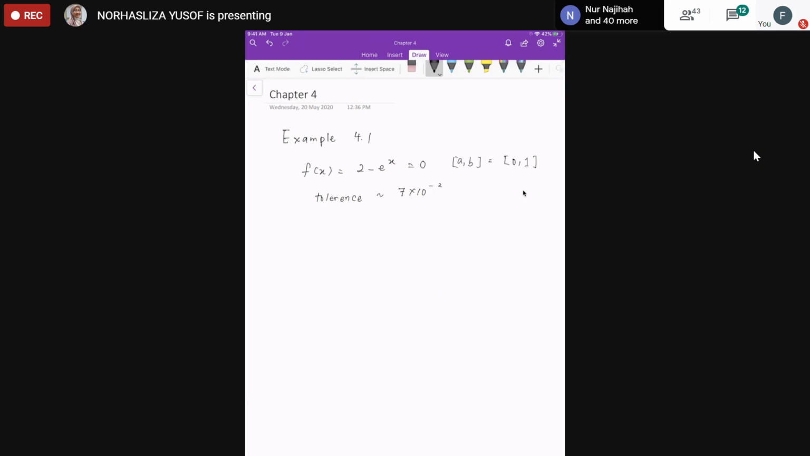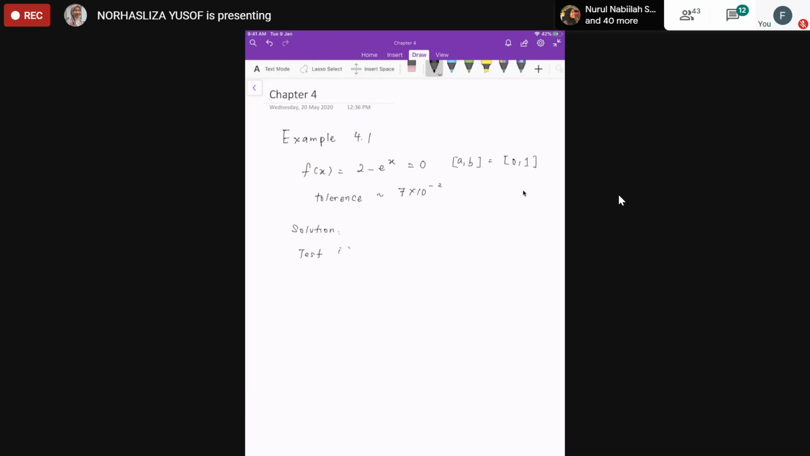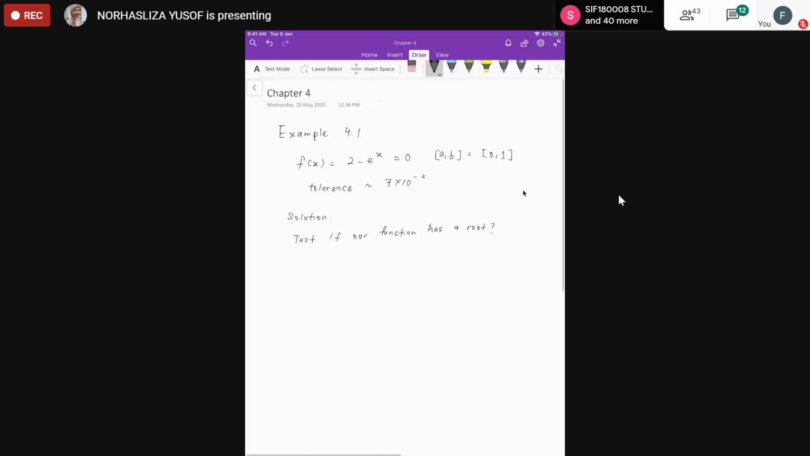So first of all, if you see the slide, our solution is: first we have to test if our function has a root. Okay, so how to do this? To do this, you have to plug the values of the interval into your function. It means that you are given A is 0 and B is 1. Okay, so when you have these two values, you immediately test your function for 0.